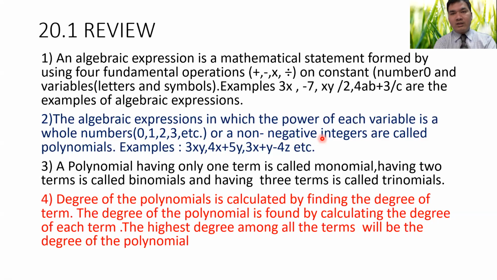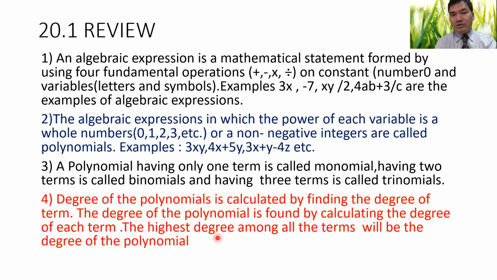This is taught already in lower classes, you have learned in previous classes. And a polynomial having only one term is called monomial, you know that one. And having two terms is called binomial, and having three terms is called trinomial. And you have learned this also, the degree of the polynomial is found by calculating the degree of each term.